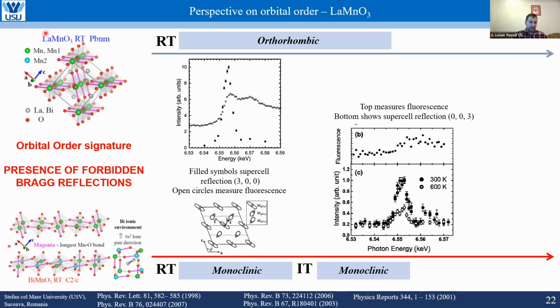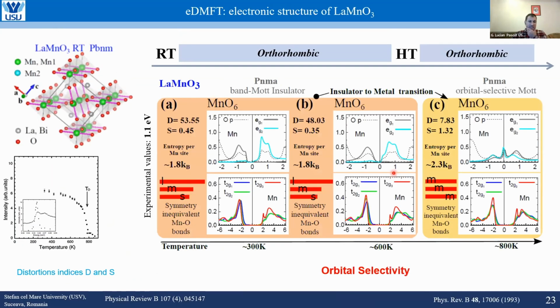This is well known in lanthanum MnO3 and bismuth MnO3, where you have orbital order at room temperature. The way you know it's orbital order is because you have forbidden peaks which appear once you go to the resonance. And our question here is, let's try to see how this orbital, or Jahn-Teller, or metal to insulator to metal transition looks through our method.